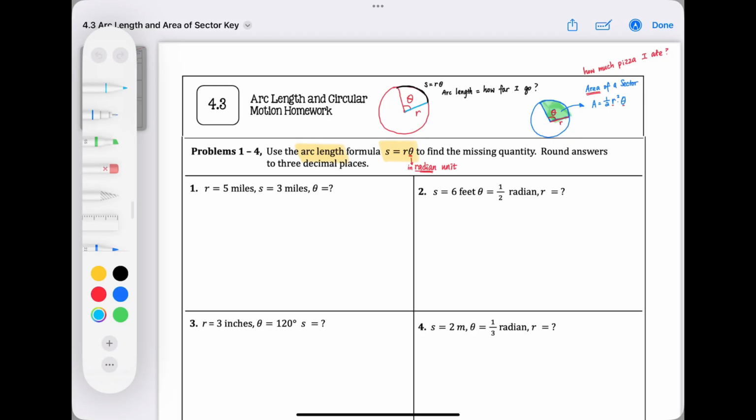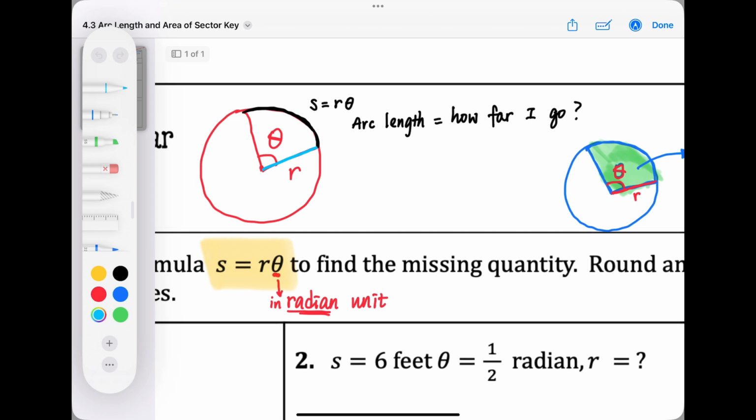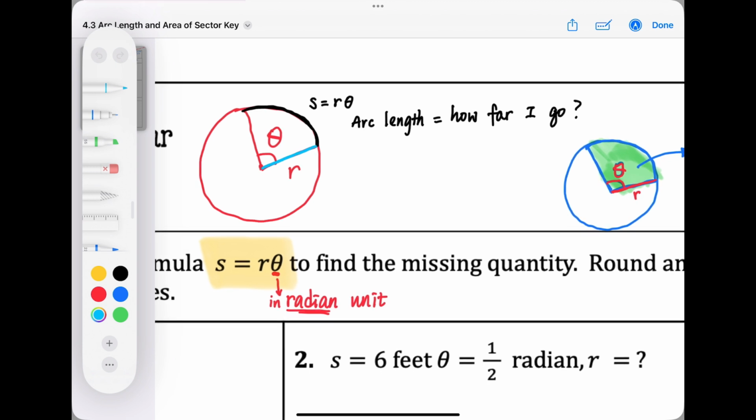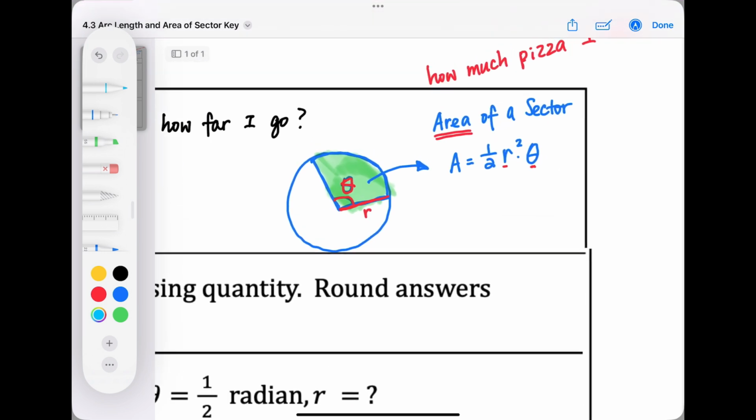Alright, in this video, we're going to talk about the solution of 3.4.3, the arc length and the area of a sector. So recall the sector, okay? The arc length is what we consider as how far I go. So that will be the arc right there. We need two conditions. One is the radius of the circle R and the central angle theta. Now recall the central angle theta, we're going to keep it in the radian unit.